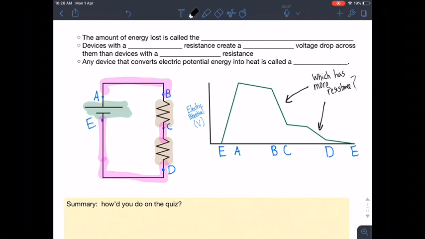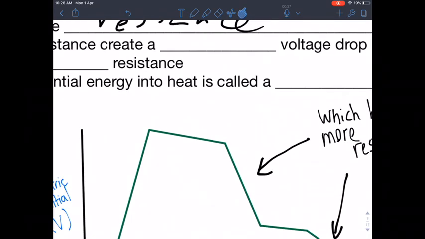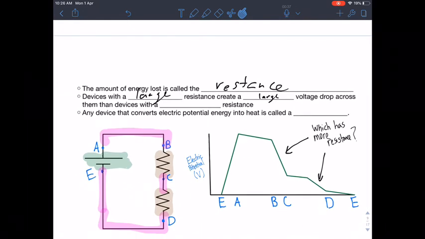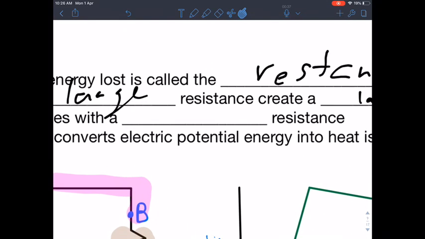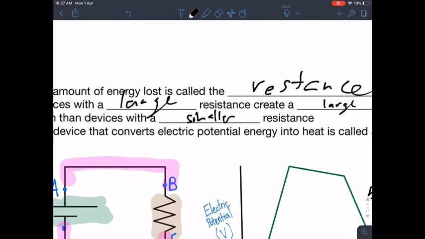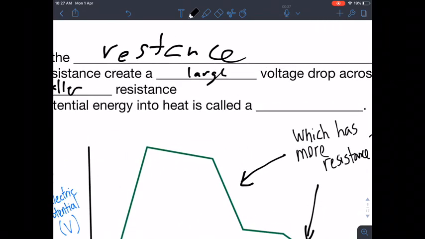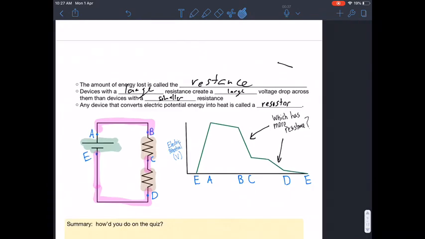The amount of energy that is being lost is called the resistance of the wire or of the device. Devices with a large resistance are going to create a large drop in the voltage because they're taking up a lot of energy, compared to devices with a smaller resistance. So any device that converts this energy into heat is called a resistor because it has resistance.